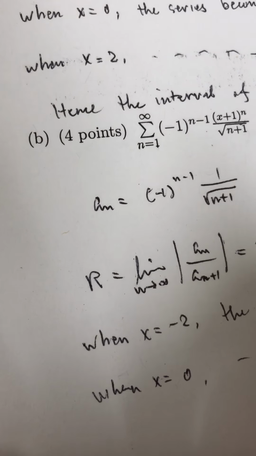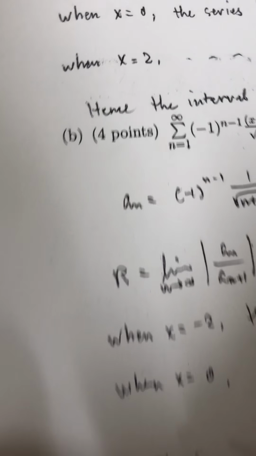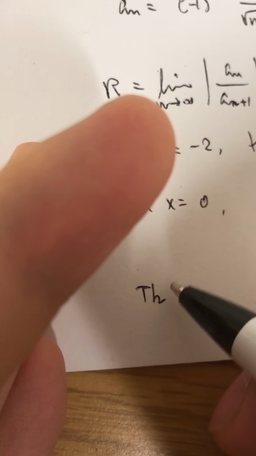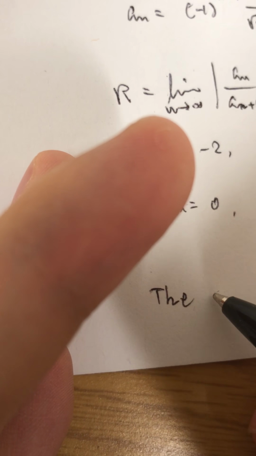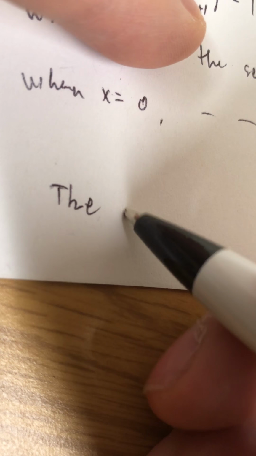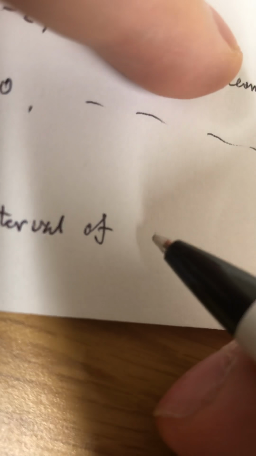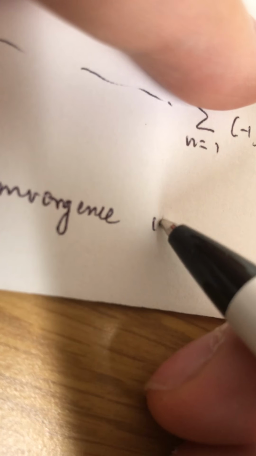And that tells you the interval of convergence is negative 2 to 0. Again, negative 2 is not included, 0 is included.